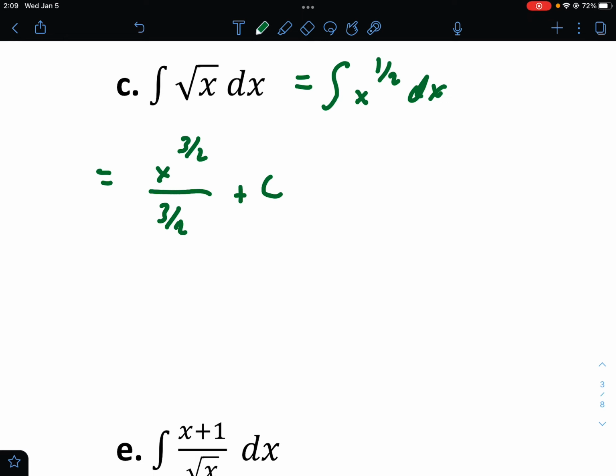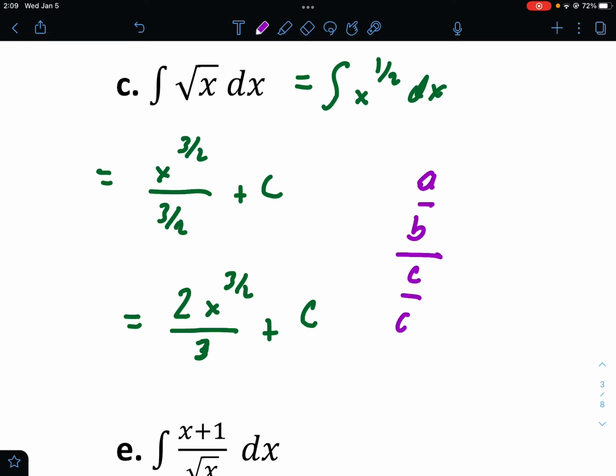We never want to leave a fraction inside of a fraction like that, so we want to rewrite that as 2x to the 3/2 over 3 plus c. So that's just taking the reciprocal. If you go back to your Algebra 1 days, if you had a over b over c over d, that's the same thing as saying a over b times d over c, right? So all we're doing is we're taking this and multiplying by the reciprocal, which is 2/3.